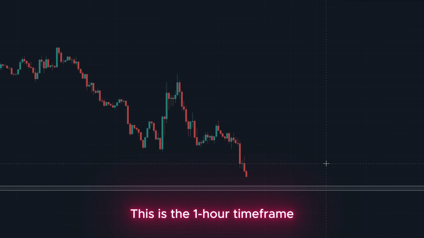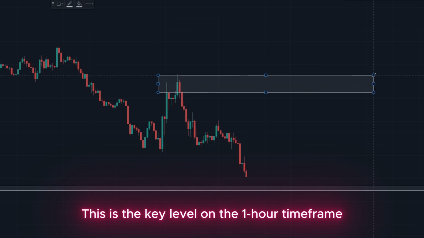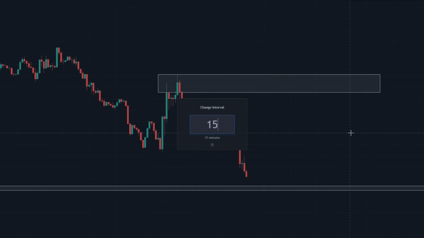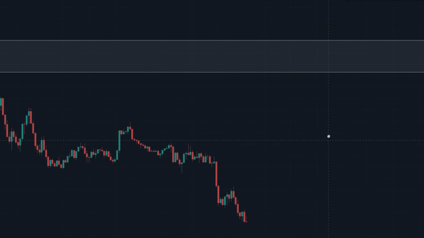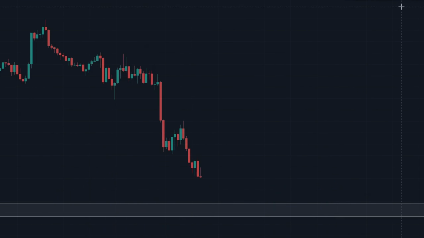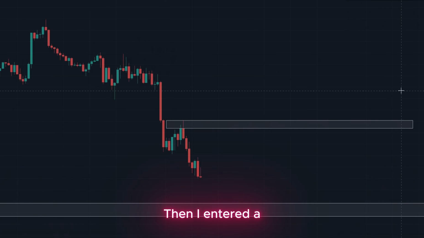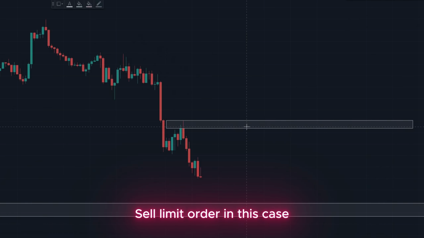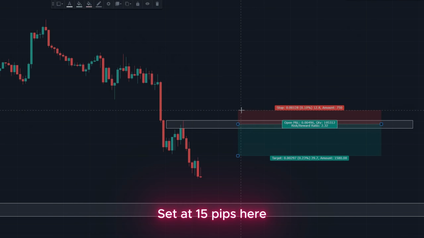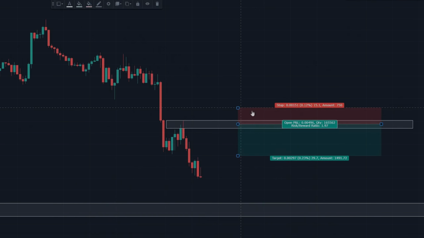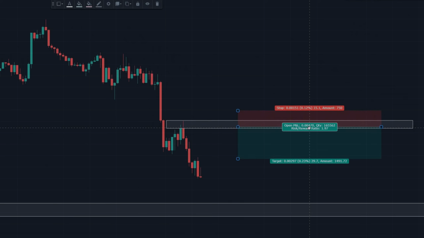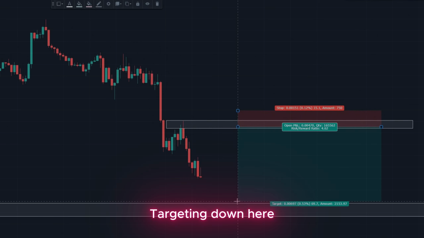This is the 1-hour time frame. It's also a downtrend. This is the key level on the 1-hour time frame. This is the 15-minute time frame. And this is the key level on the 15-minute time frame. Then I enter a sell limit order in this case. Stop loss of 15 pips here. Targeting down here.